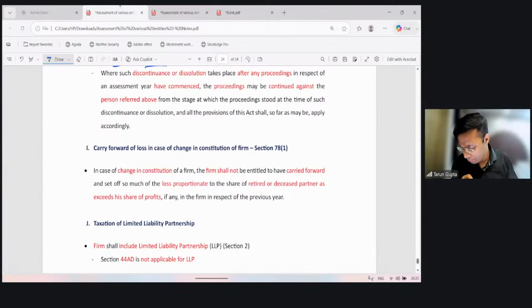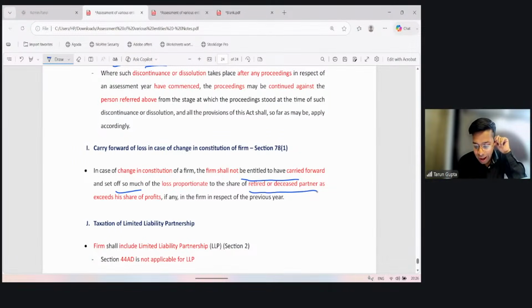Now two very small points. In case of changing constitution of the firm, so either a partner resigns, a new partner is admitted, or they change the profit sharing. So do you understand the meaning of changing constitution now? In case of changing constitution, the firm shall not be entitled to carry forward and set off so much of the loss proportionate to the share of the retired or deceased partner as exceeds his share of profit, if any, in the firm in respect of the previous year.